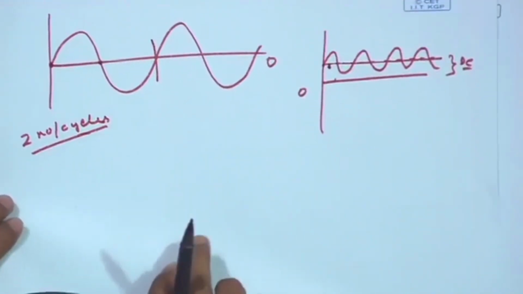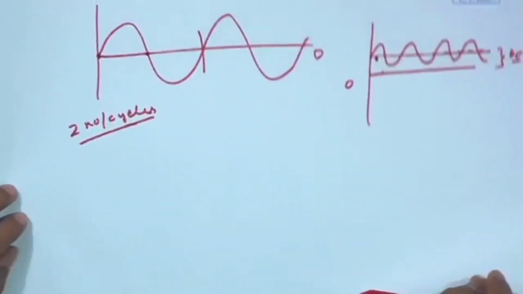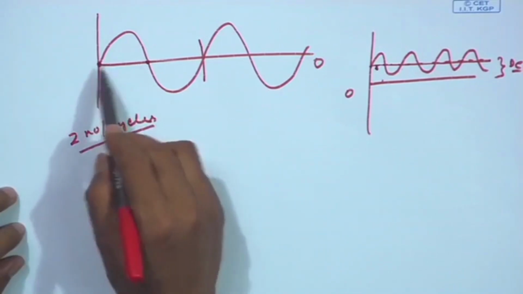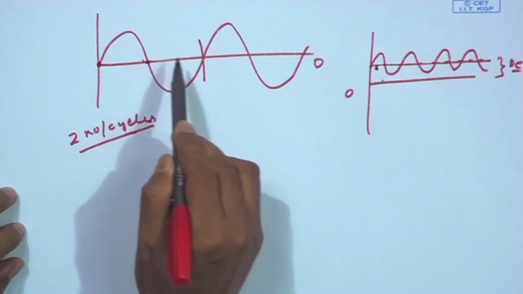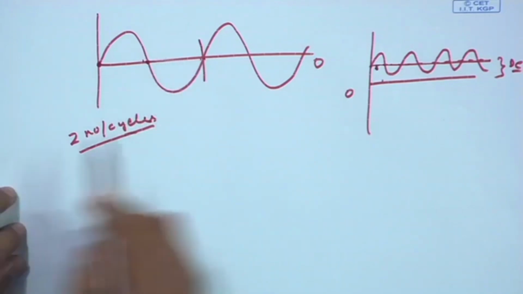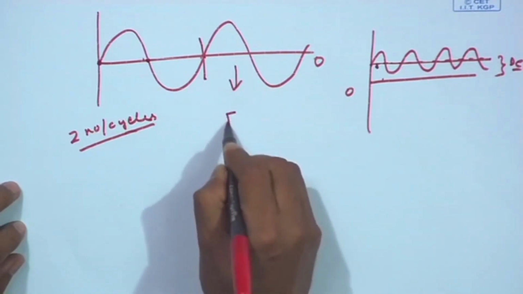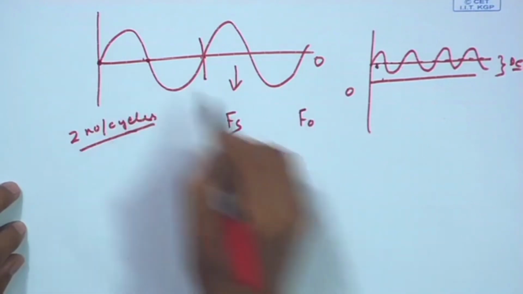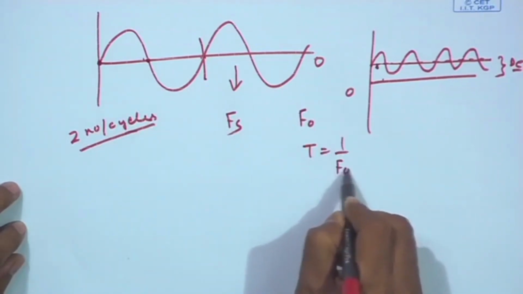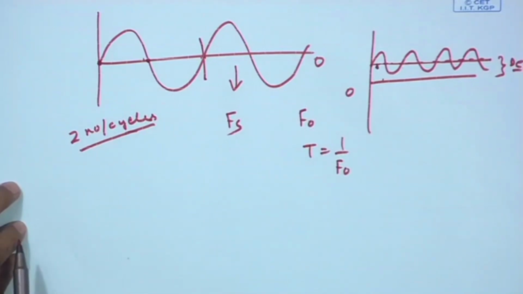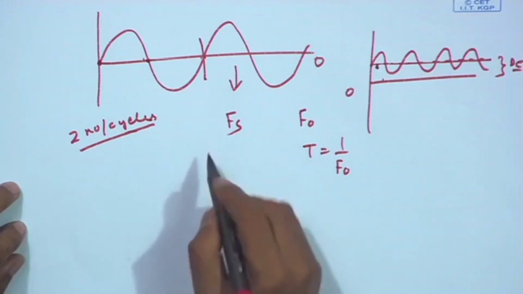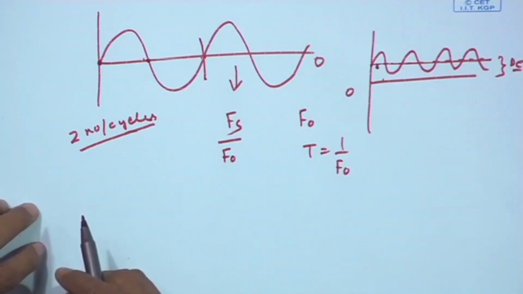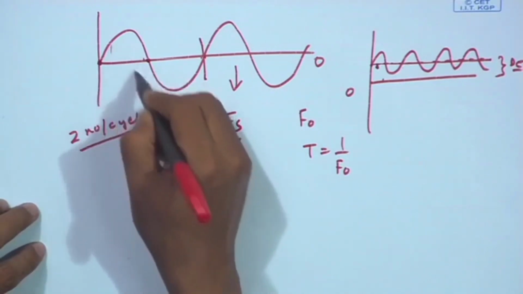Okay. Now, let us come to the calculation, derive that equation, then find the parameters. If it is a pure sine wave, there are 2 zero crossings per cycle. Now, if the sampling frequency of this sine wave is Fs and the fundamental frequency is F0, that means the length of the period is 1 by F0, so I can say there are Fs by F0 samples per cycle. So, how many samples will be there per cycle?